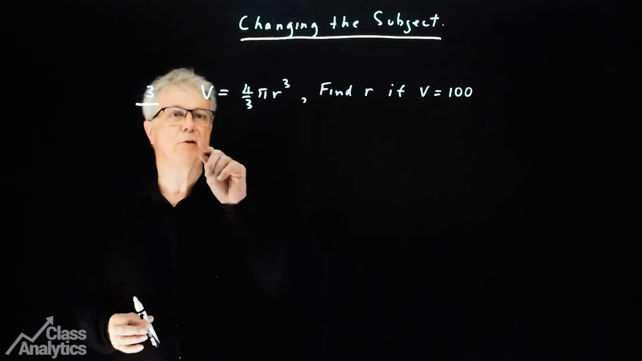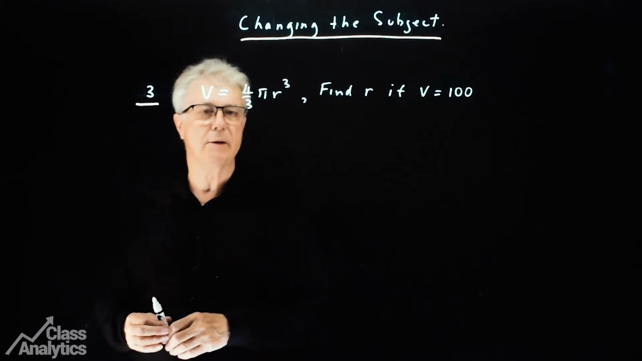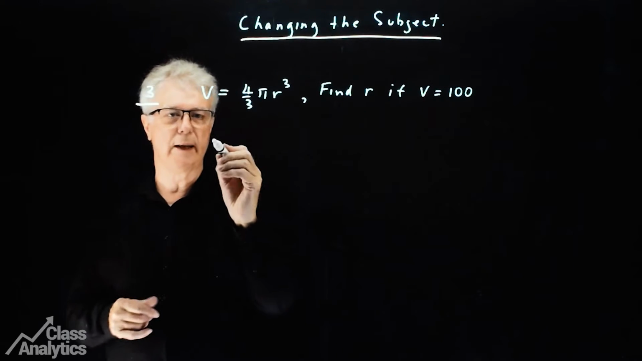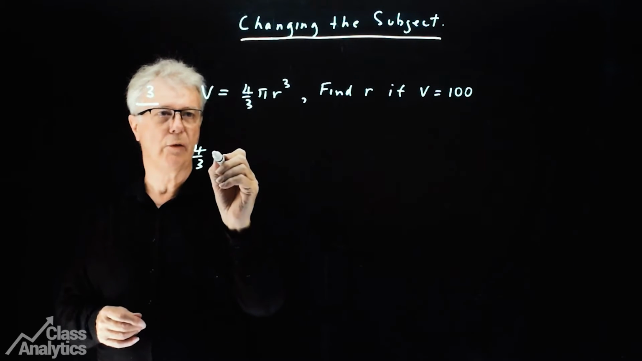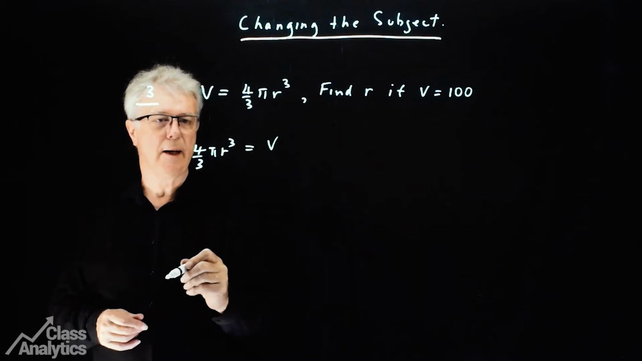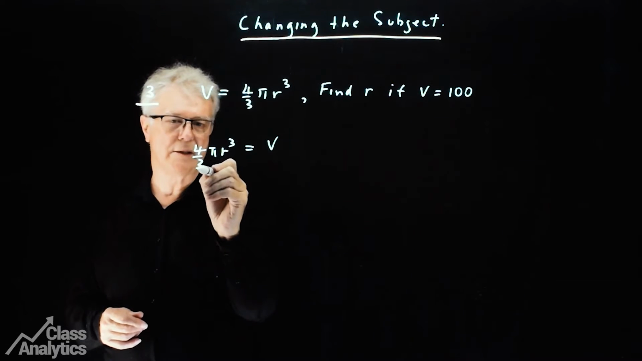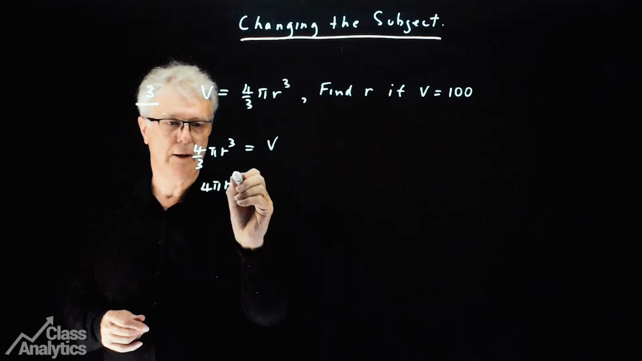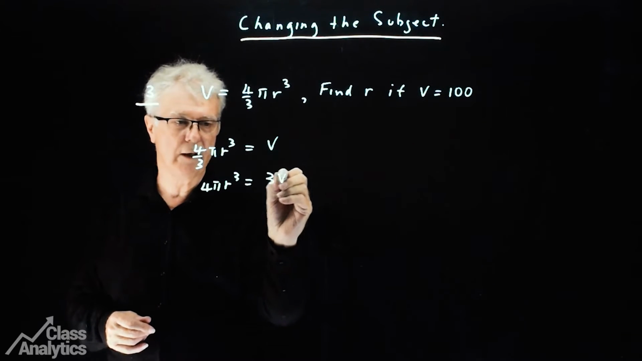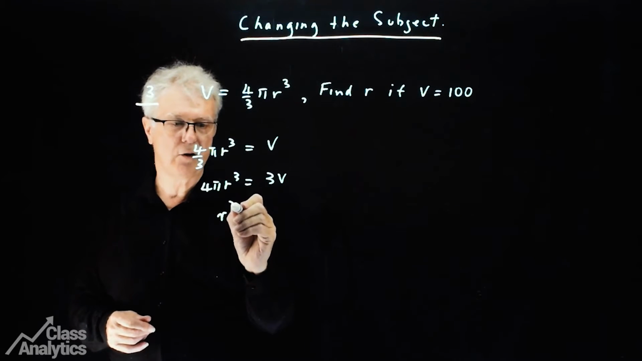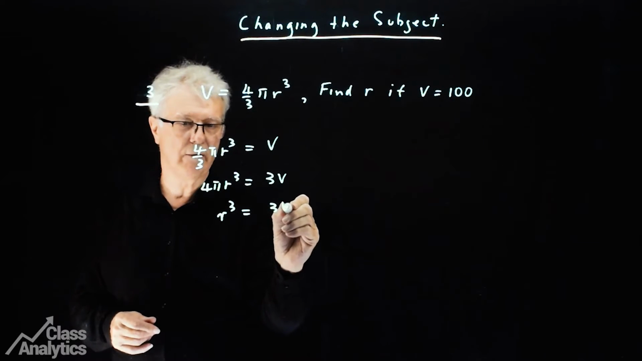Okay, I'm going to show you two methods for this question. First of all, I'm going to change the subject here. So I'll do that as before: 4/3 pi r cubed equals v. Then we're going to multiply both sides by 3 to get rid of this down the bottom. So I've got 4 pi r cubed equals 3v. Then I'll divide by 4 pi. So r cubed equals 3v over 4 pi.